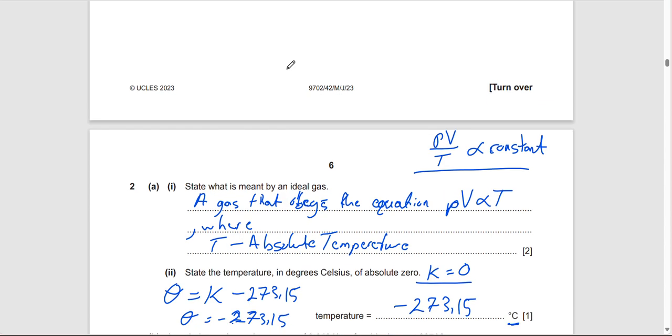Right. Then for the second part, state the temperature in degrees Celsius of absolute zero. So here you can use the formula theta is equal to K minus 273.15. And then when you substitute your value, when we know that for absolute zero, K is equal to zero, you can substitute in your K, then you're going to get your theta, which is in degrees Celsius. It's negative 273.15.